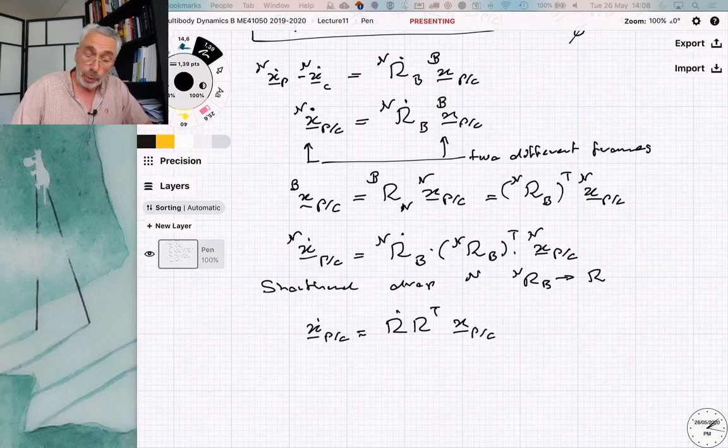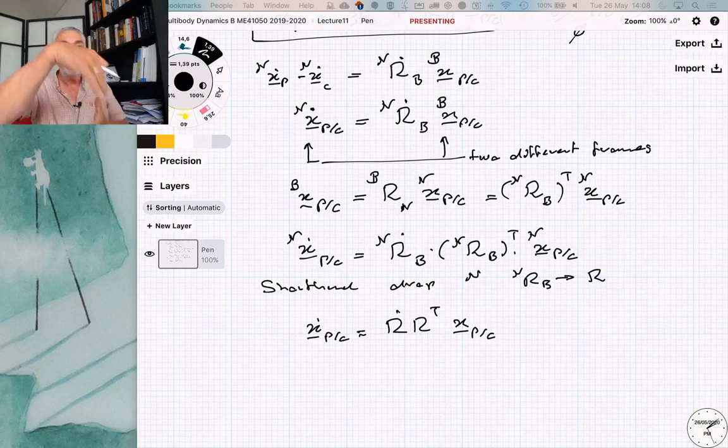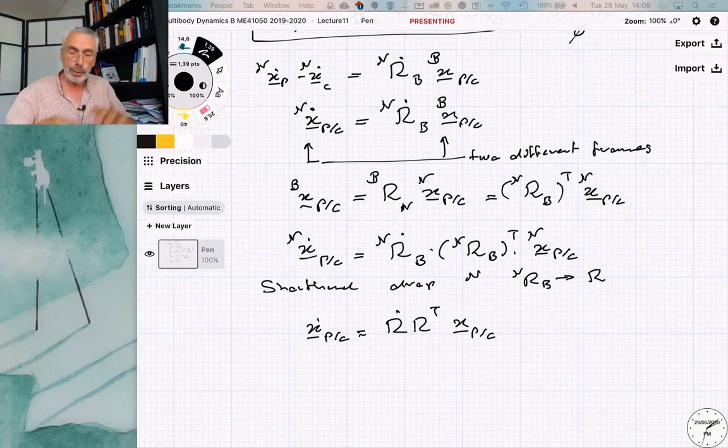Now the next step is, of course, to discover what this is. What is this guy? What is R dot R transpose? So apparently this has to do with the rotational speed of the thing, and the rotational speeds, which are in this matrix, times the position vector make some velocity vector. I want to discover what they are.